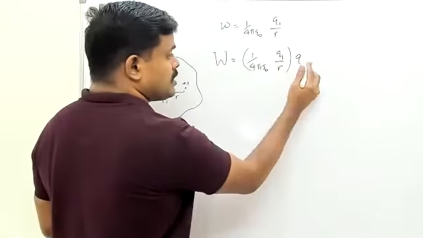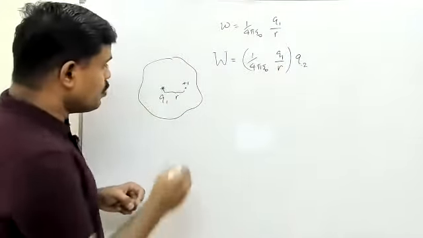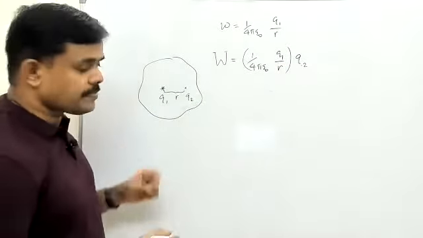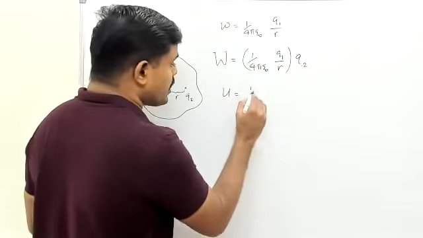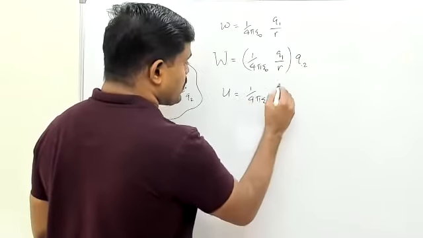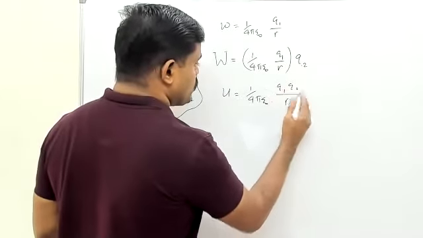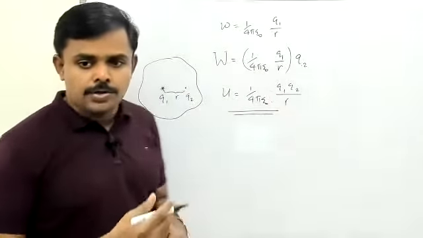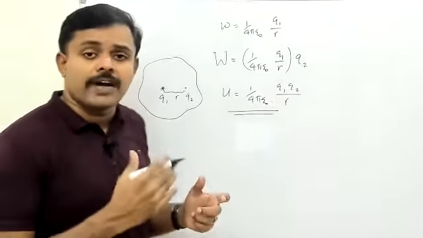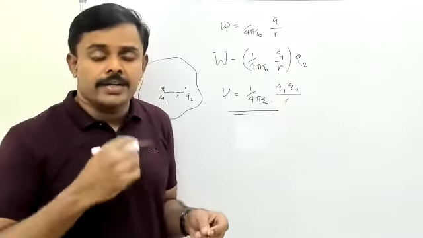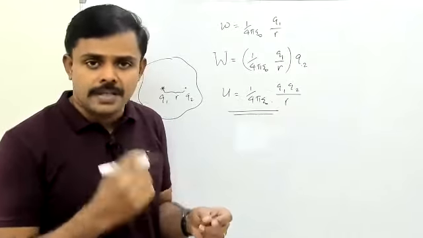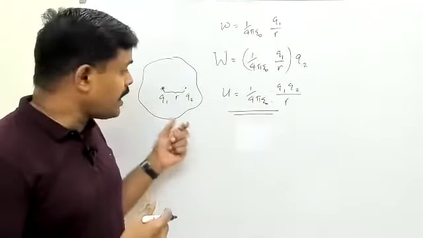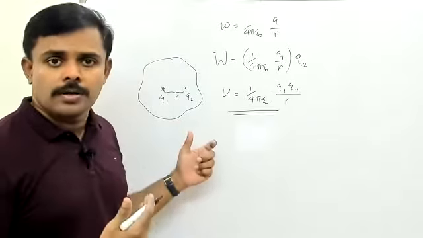So this is the work done. Work done for what? Bringing Q2 coulombs instead of 1 coulomb. And this is called the potential energy of the system, 1 by 4 pi epsilon 0 Q1 Q2 over R. This is called the potential energy of a system of two particles. Potential energy is actually defined for a system only. You can't define a potential energy of a single, isolated particle. Potential energy is meaningful only if you have two or more particles.